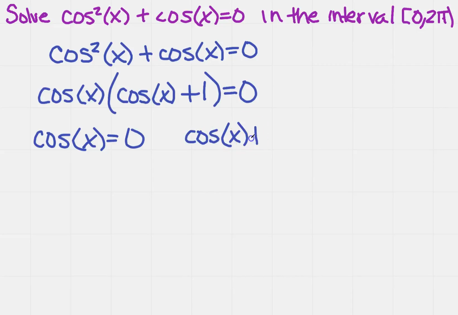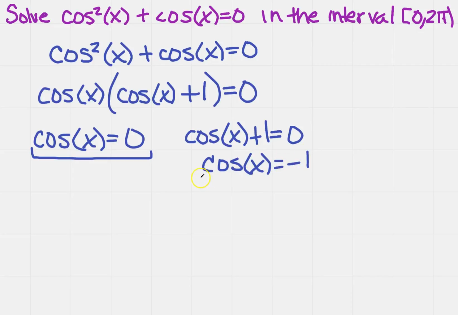And now once you've done that, what are you going to do? Well, you're going to solve for cosine. So the first one's already done, so I don't have to do anything with that. It's already in cosine x equals a number. But on the right-hand side, I'm going to need to subtract 1 from both sides. So now I have cosine x equals -1.